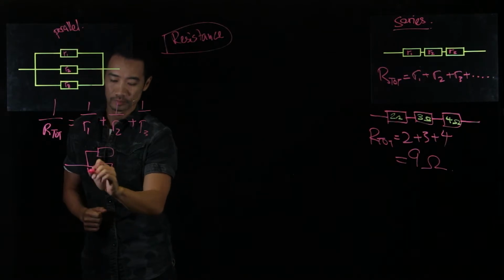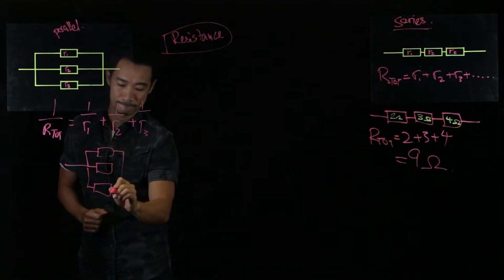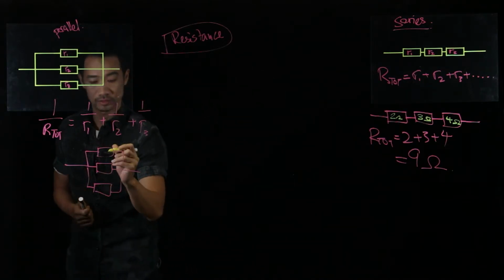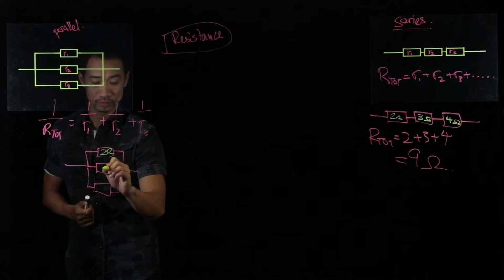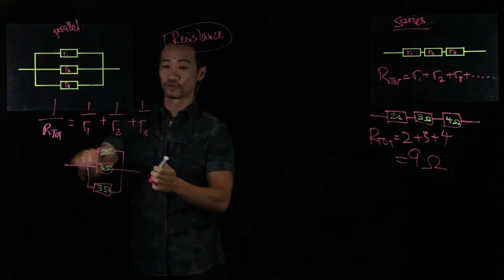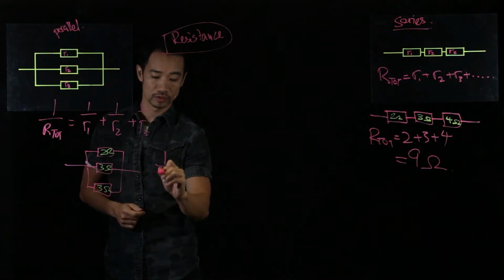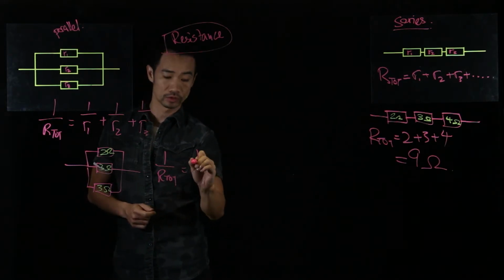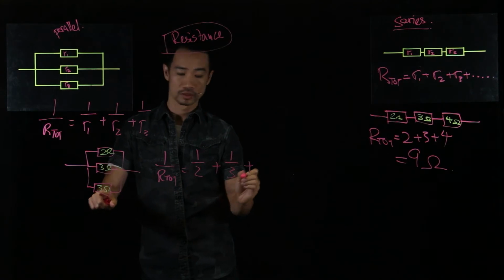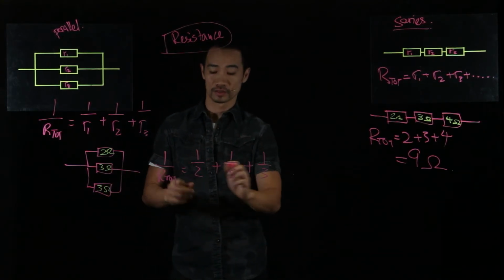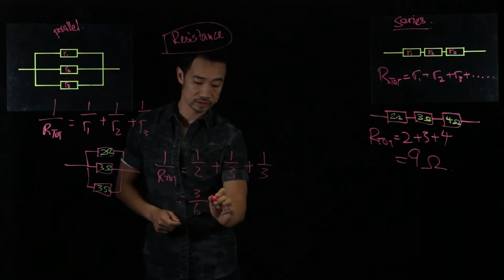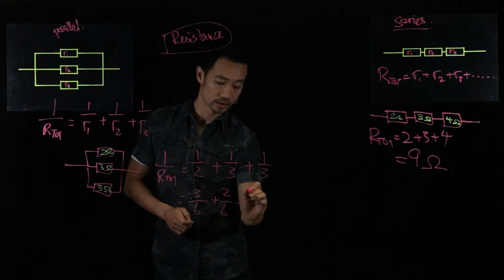So if we have, let's say this is 2 ohms, 3 ohms, and let's give it 3 ohms as well. Okay, so the formula will give us 1 over R total is equals to 1 over 2 plus 1 over 3 plus 1 over 3. Okay, this part of it is math. So the common factor is 6. So this becomes 3 over 6 plus 2 over 6 plus 2 over 6.